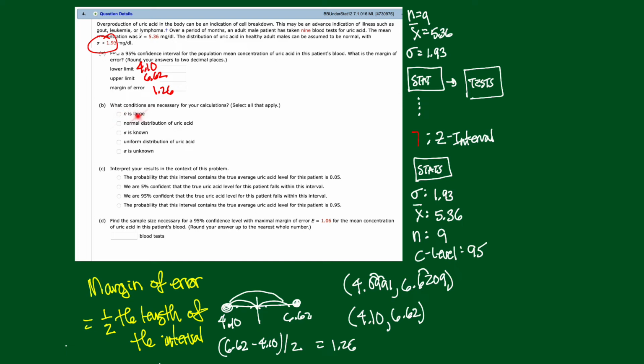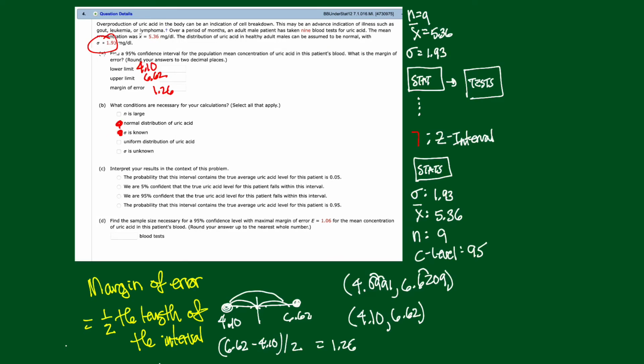Well, we didn't need n to be large, but we did need a normal distribution, and it does say normal distribution of uric acid. I think it says that up here somewhere. The distribution of uric acid can be assumed to be normal. All right, so that is necessary if we're going to use this Z curve. Sigma is known. Yeah, we need that one too. Uniform distribution? No, we haven't even talked about that one. Sigma is unknown? No, we have sigma. N is large? We can use N large when we have sigma unknown. But these are the two we need for right now.